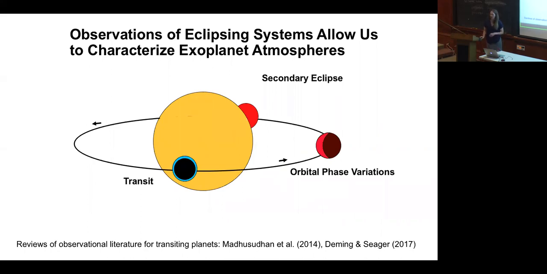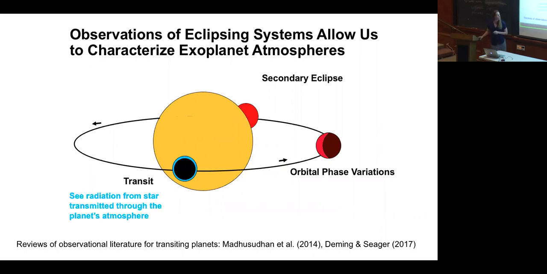You don't have to have a transiting planet to study its atmosphere. There's now a growing body of work focusing on using variations as a function of orbital phase to detect light from exoplanets, short period exoplanets.